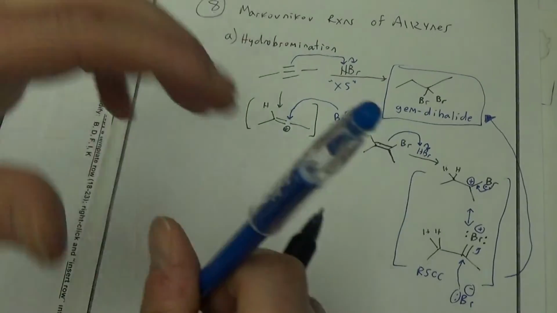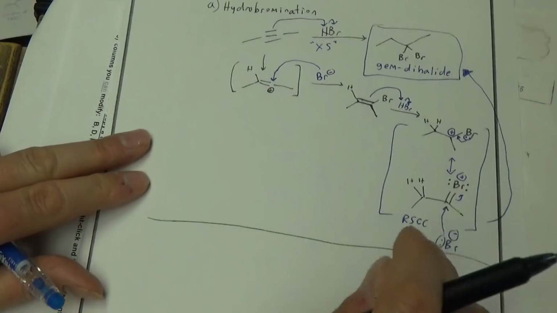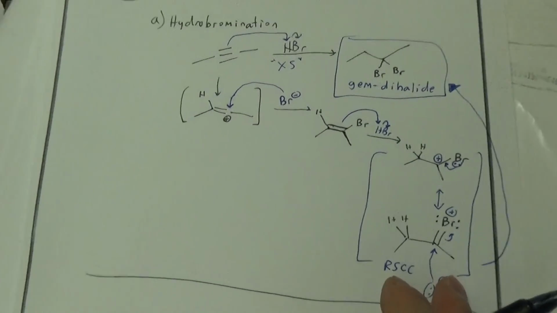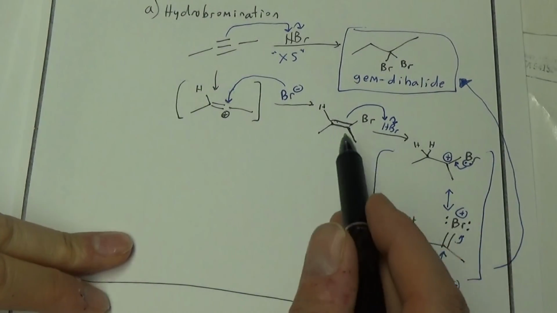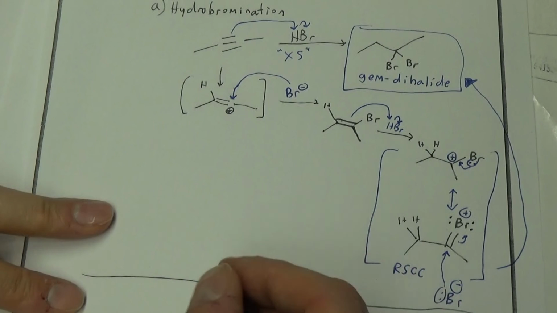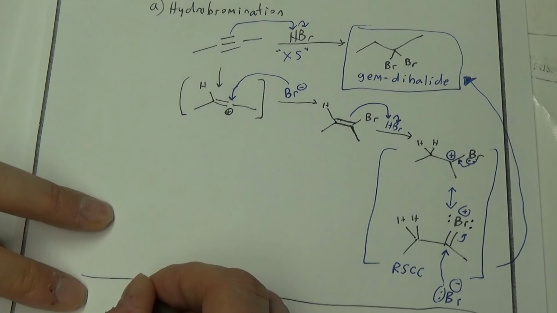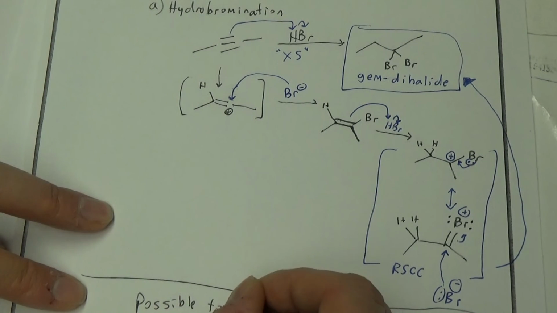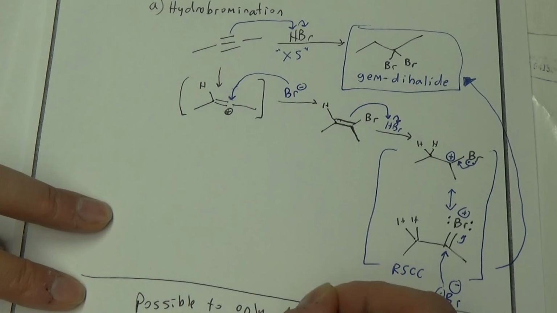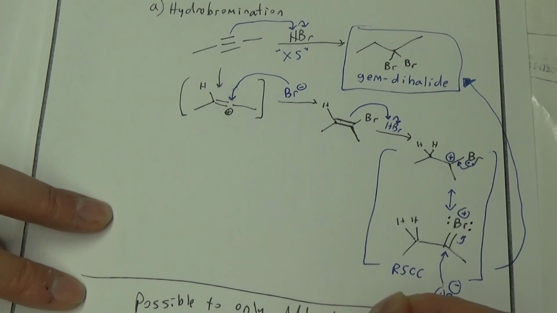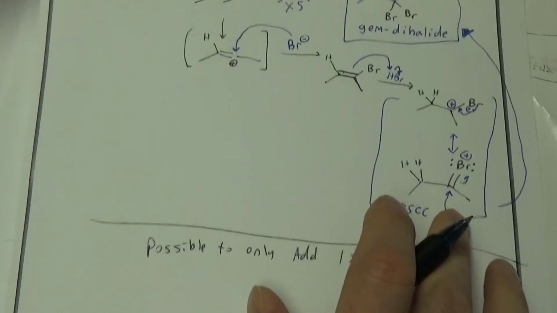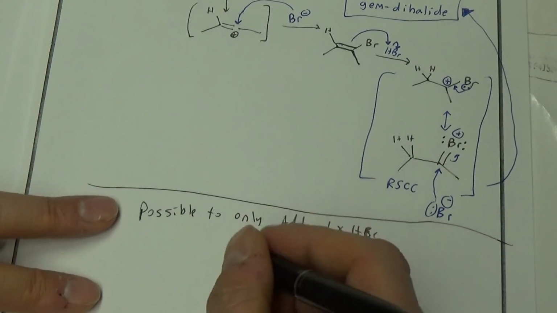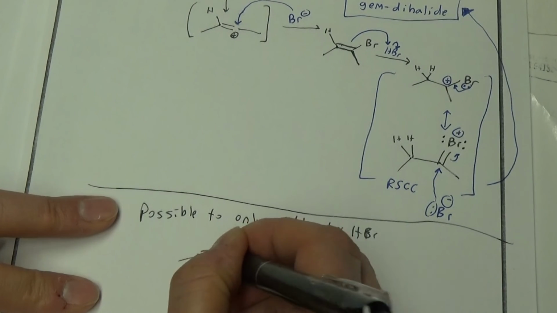Now, is it possible to just stop this halfway and just go to the first point? And the answer is yes. It is possible to only add one HBr. And we will see this again later in the chapter. I just want to mention it.